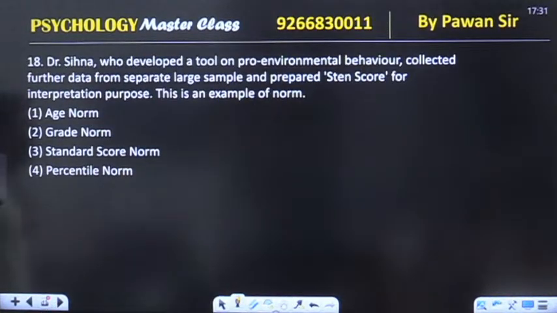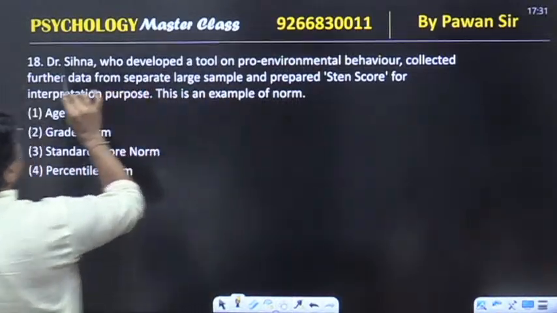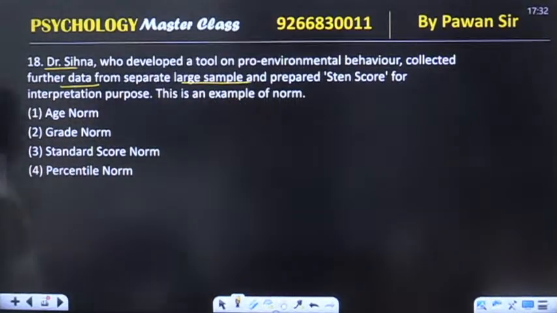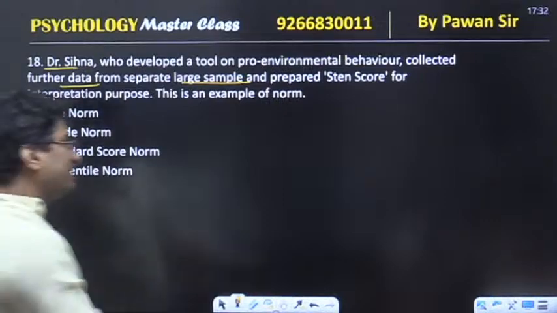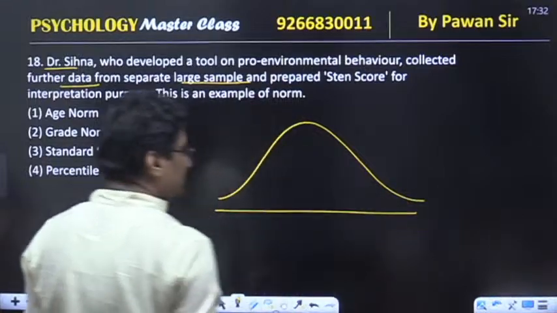Let us see the next question. Dr. Sinha, who developed a tool on pro-environmental behavior, collected further data from a separate larger sample and prepared a score for interpretation purpose. This is an example of which norm: age norm, grade norm, standard score norm, or percentile norm? What we see is that Dr. Sinha has taken data for a large sample and prepared a score.